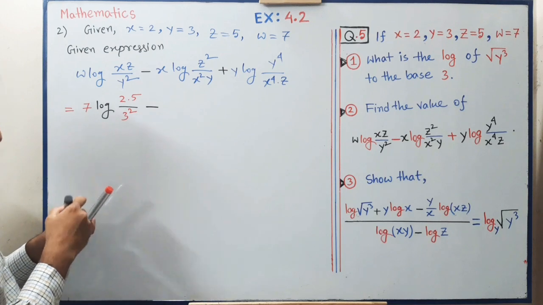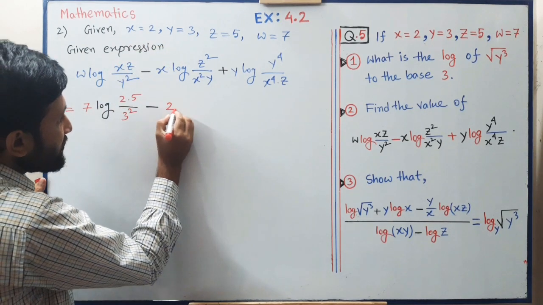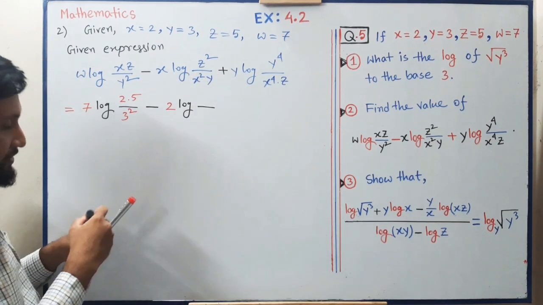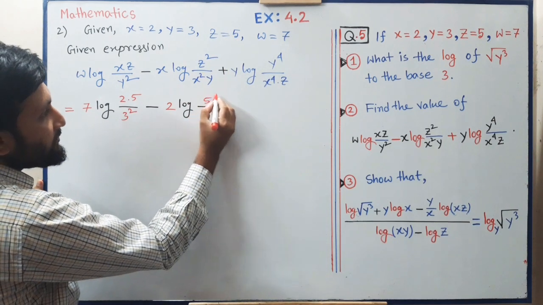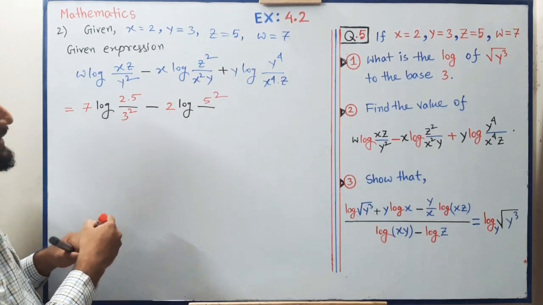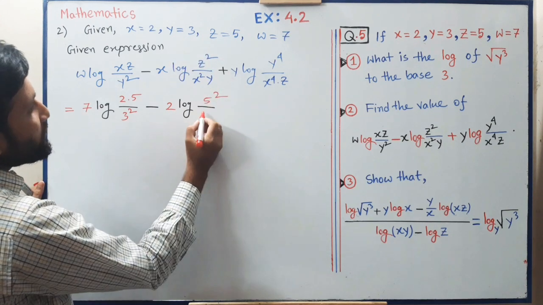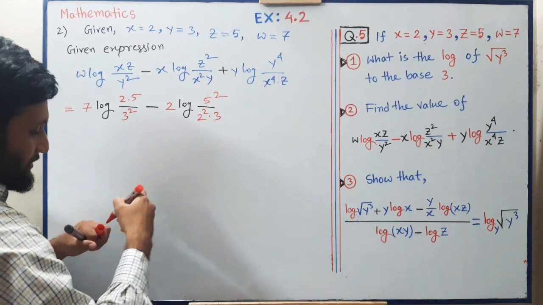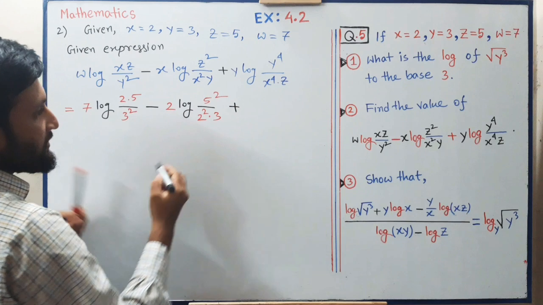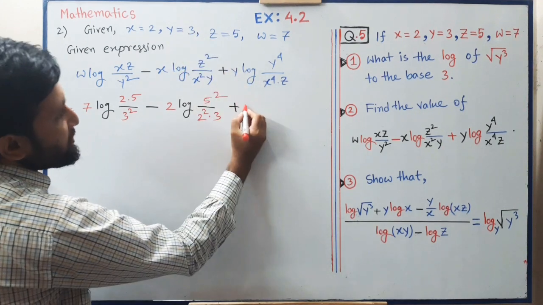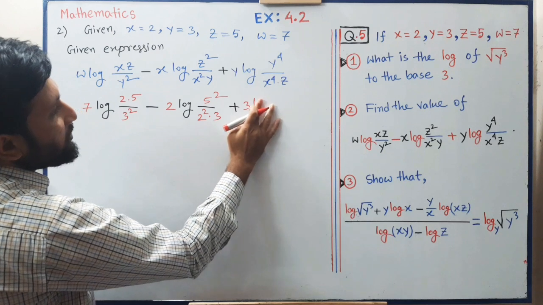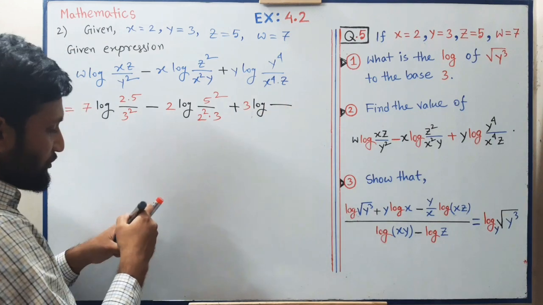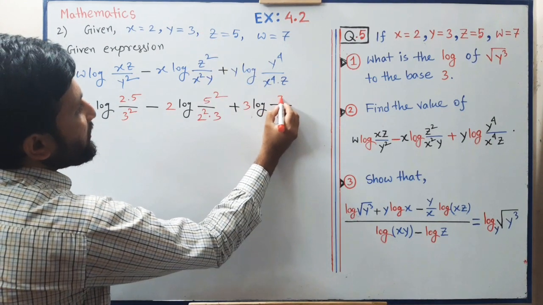Then the minus sign and the value of x equals 2, so you can write 2 log of z square, where the value of z is 5, so 5 square, divided by x square into y. So x square is 2 square into y, where the value of y is 3. The next term sign is plus and then y, that means 3 log of y to the power 4, that means 3 to the power 4.